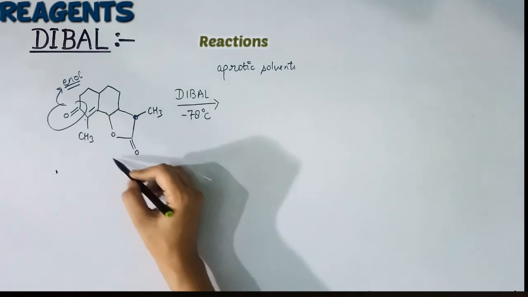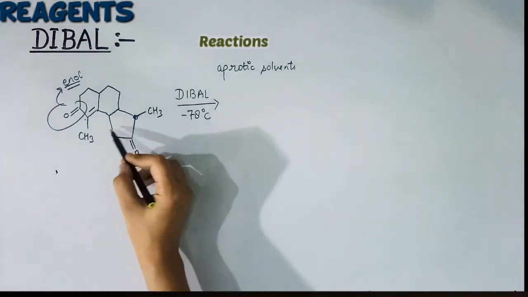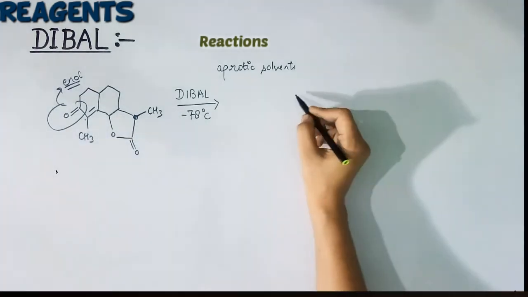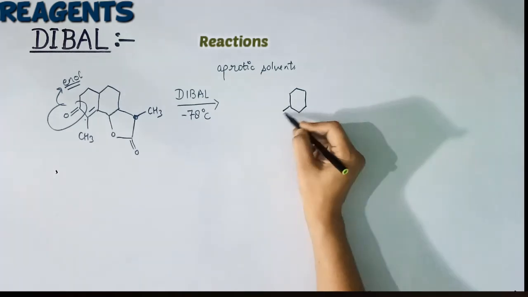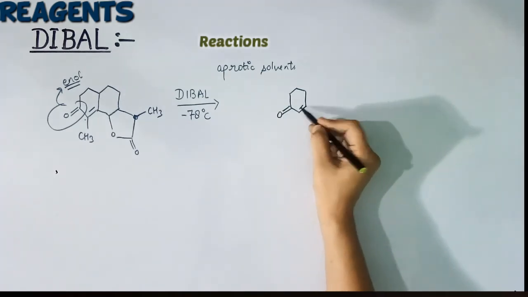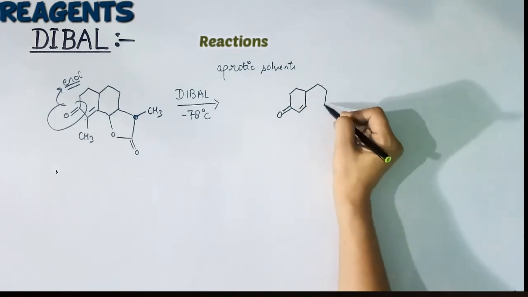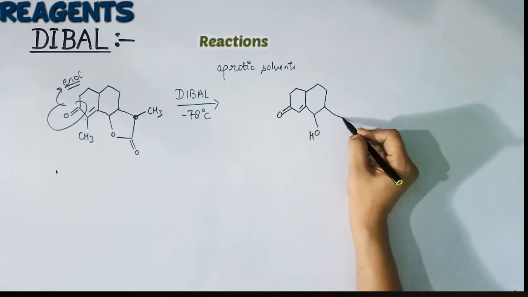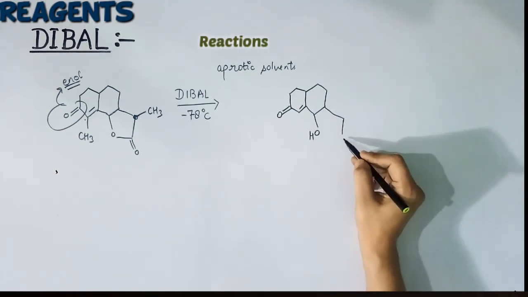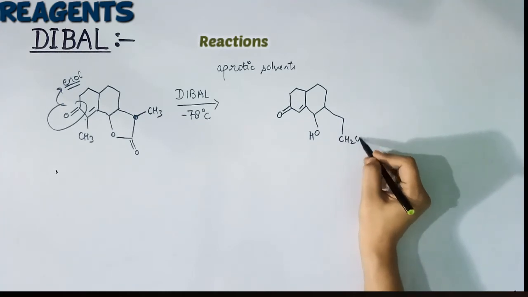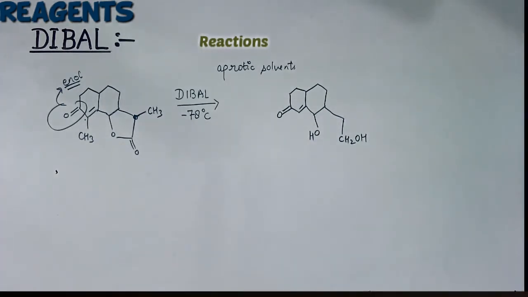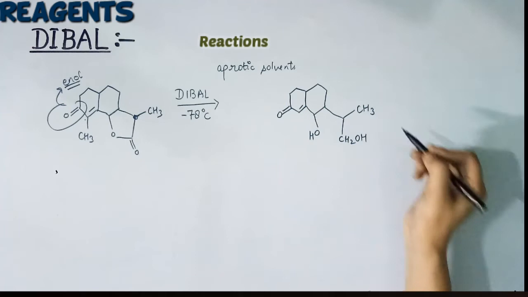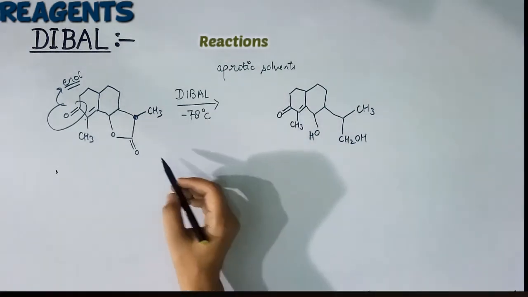So only this ester will be reduced to alcohol and this will be prevented. Okay, so you can see here in the final product the ketone will again get its identity, and this will be an alcohol, actually a dialcohol. You can easily perform the reaction mechanism.